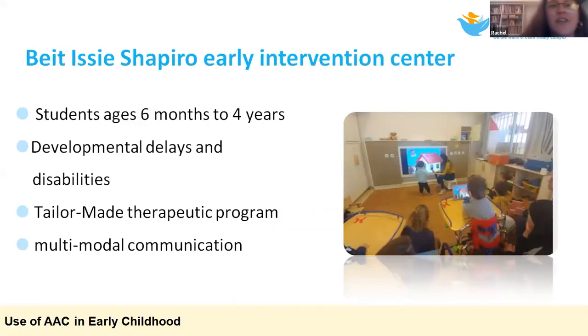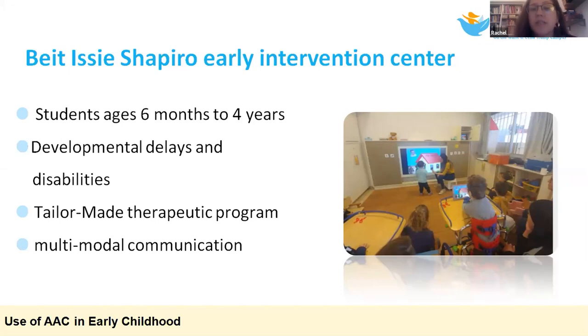And I work in the early intervention center, and this is the case I will show you. I also work in the technology center with Dana, and she will talk about it a bit later. I work with students ages 6 months to 4 years old who have developmental delays and disabilities. The center addresses the child's total development. It means that he gets physical, cognitive, social, and emotional support. And every toddler has a program that is tailored to his unique needs and to his or her family's needs.